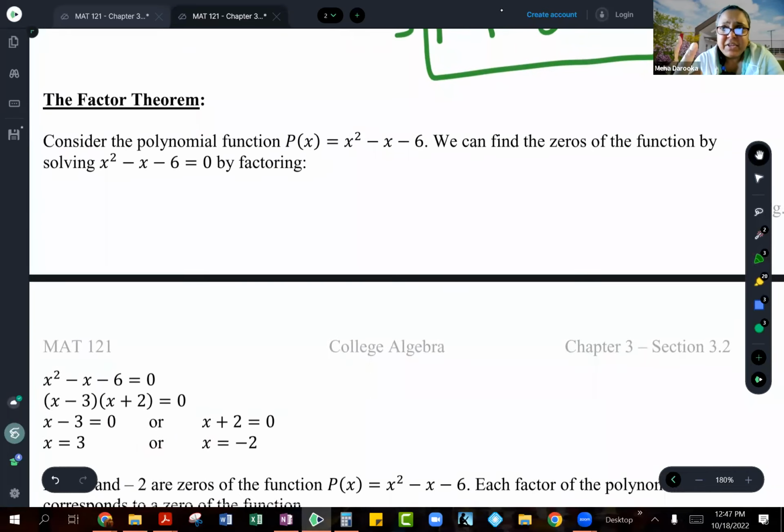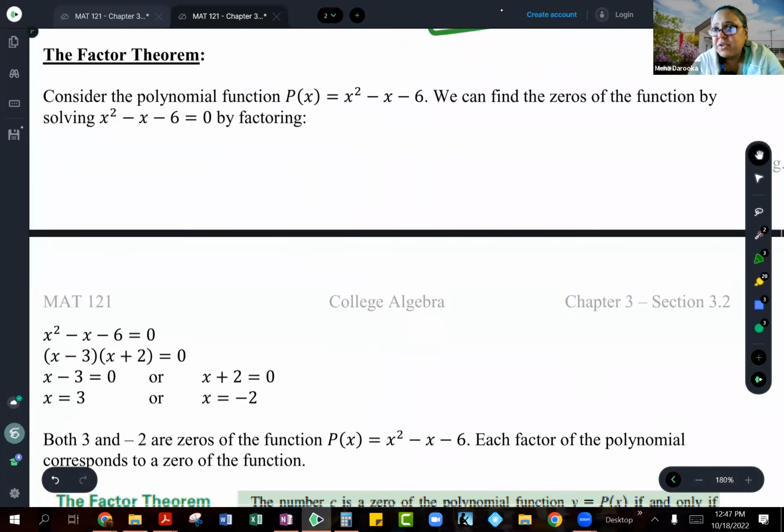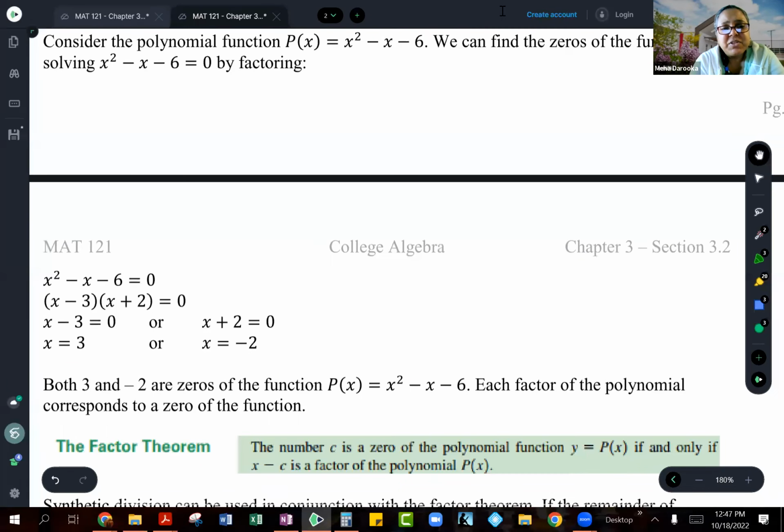So here's the second theorem we're looking at after the remainder. This one is saying, let's say you have a polynomial, x squared minus x minus 6. Obviously our goal is to find the zeros for these polynomials. So we can factor this, and it factors into (x minus 3)(x plus 2). As you can imagine, when I multiply -3 with +2, I get -6. When I add these two numbers, I get -1. So obviously this factoring works out.